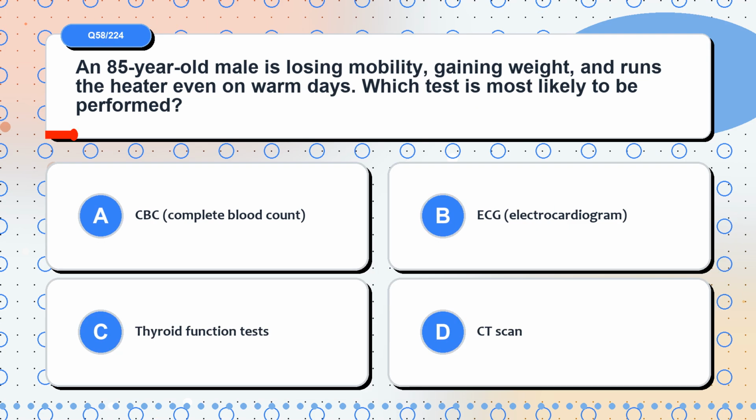Question 58. An 85-year-old male is losing mobility, gaining weight, and runs the heater even on warm days. Which test is most likely to be performed? Here are the options. Option A, CBC, complete blood count. Option B, ECG, electrocardiogram. Option C, thyroid function tests. Option D, CT scan.